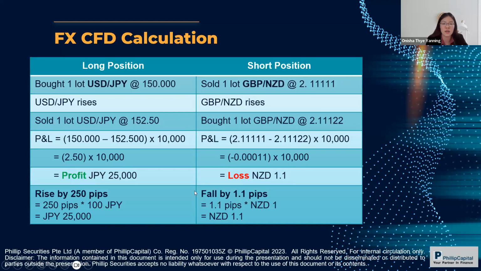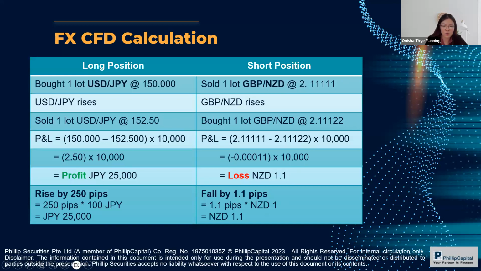In this special case, only Japanese yen, of all the currencies, is the special case. So 1 pip movement of a 10K lot would be 100 Japanese yen. If it's for the standard lot of 100K, it would be 1,000. Okay, now let's move on.